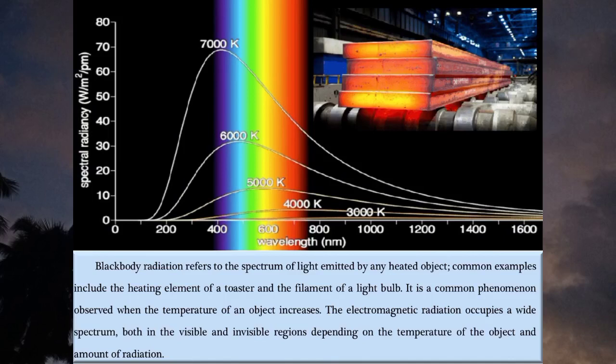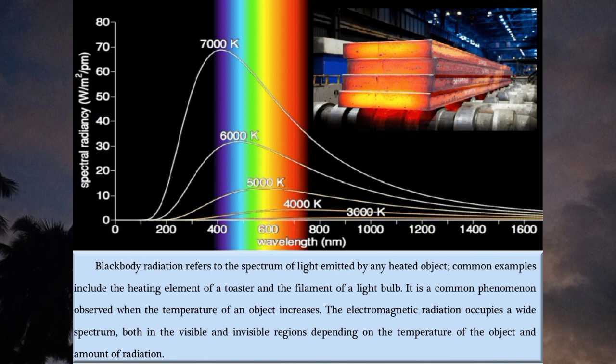Blackbody radiation refers to the spectrum of light emitted by any heated object. Common examples include the heating element of a toaster and the filament of a light bulb. It is a common phenomenon observed when the temperature of an object increases.